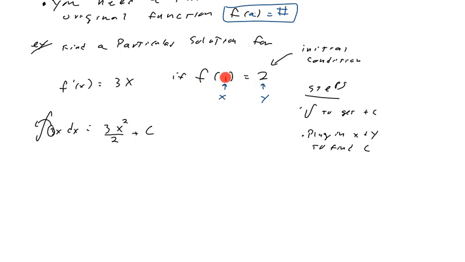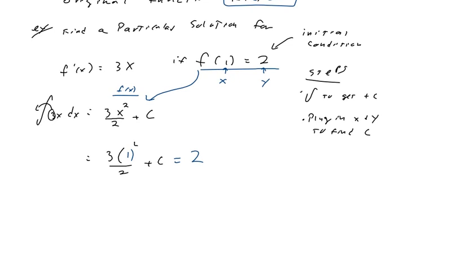If I plug a 1 into this original equation, because this is f of x, this equation here, I'm going to get a 2. So I can use that information to say, okay, if I say 3 times 1 squared over 2 plus c, I know that's going to equal 2.